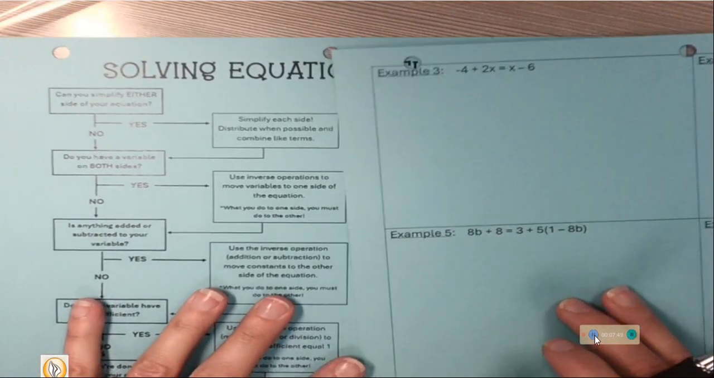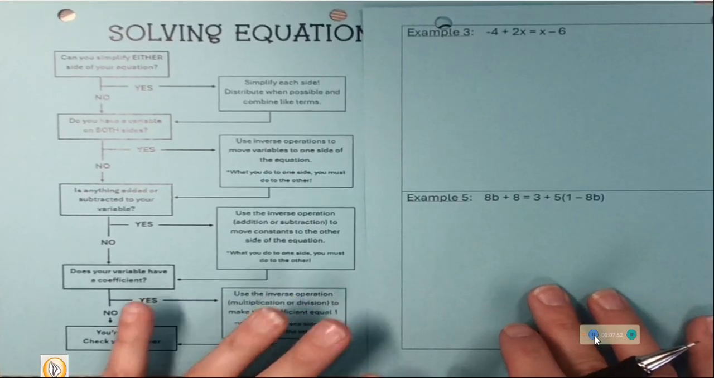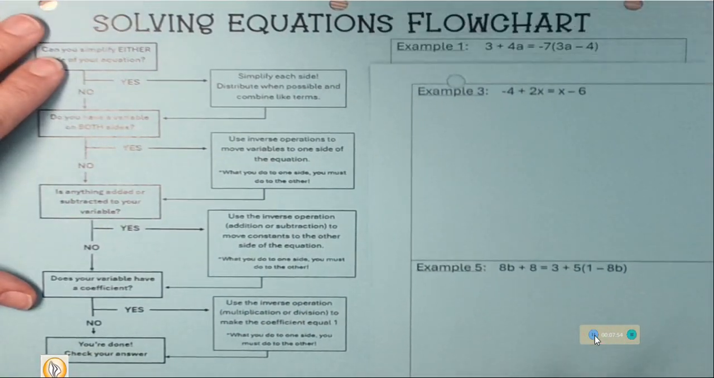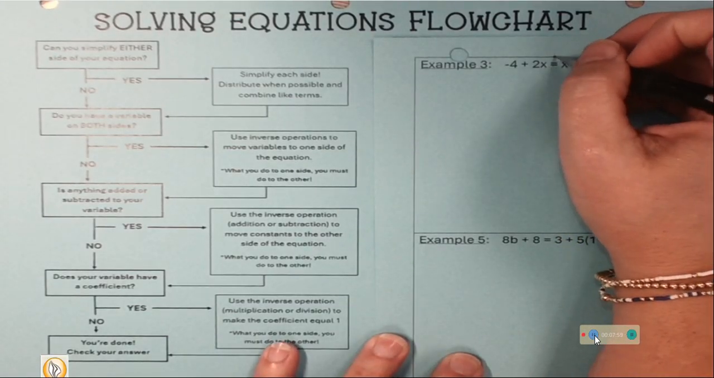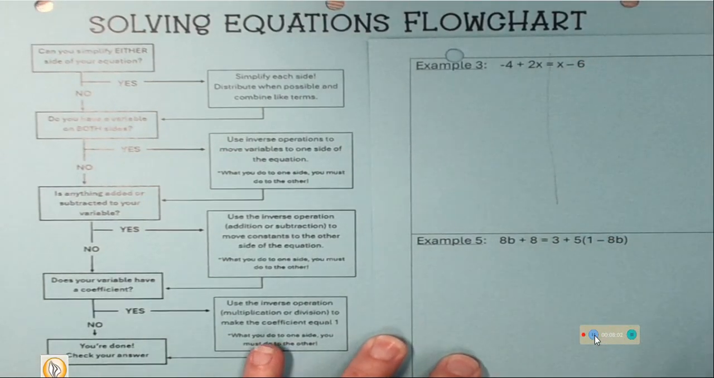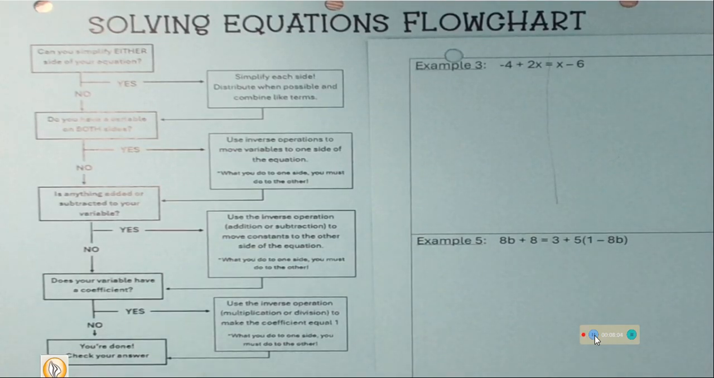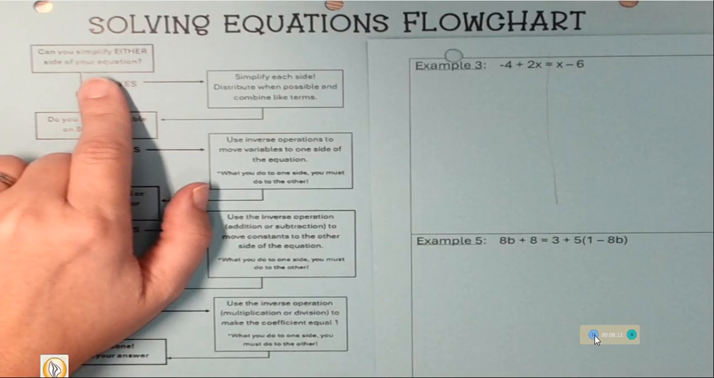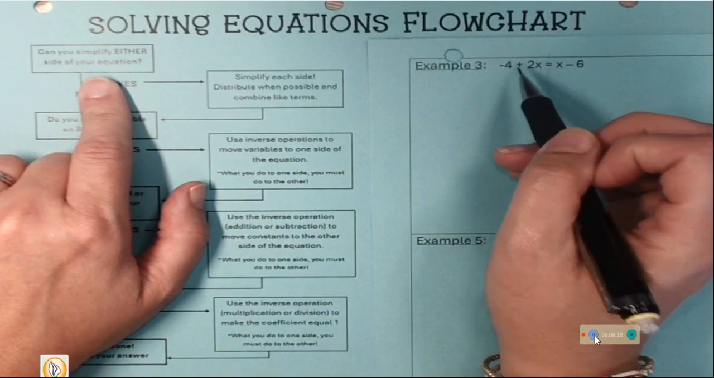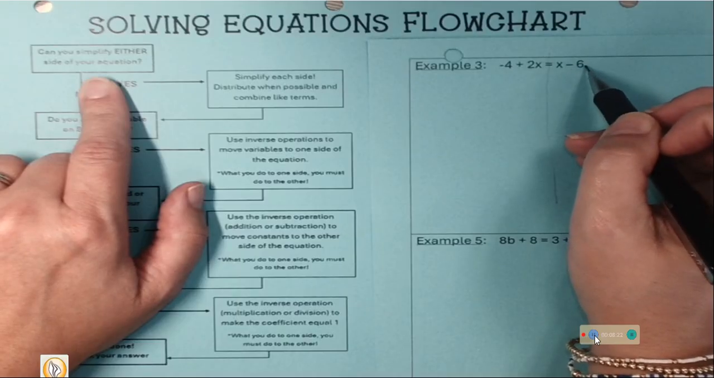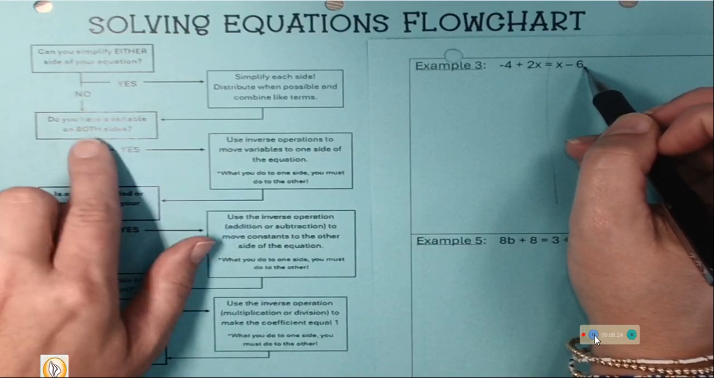So I got me another flow chart so I can have it all up here at the same time. All right, so I'm looking at example 3 here. My equal sign is where I draw that imaginary line, okay? If it helps you to draw the line, I want you to draw that line. If you don't need it, that's okay. All right, first question. Can you simplify either side of your equation? Can x and negative 4 be added together? Nope, not like terms. Can x minus 6 be added together? Nope, not like terms. So look, we'll go no.